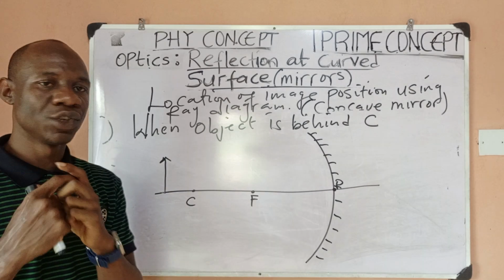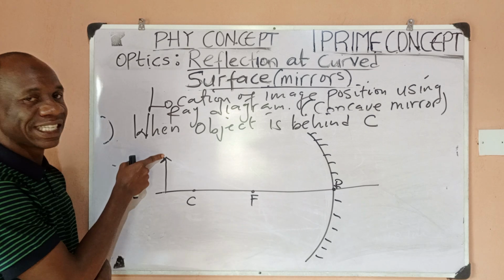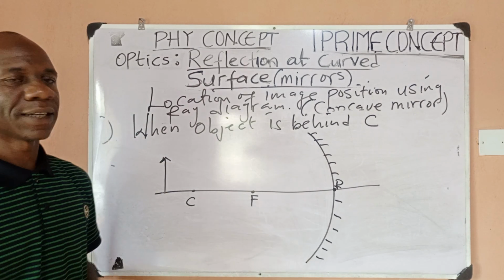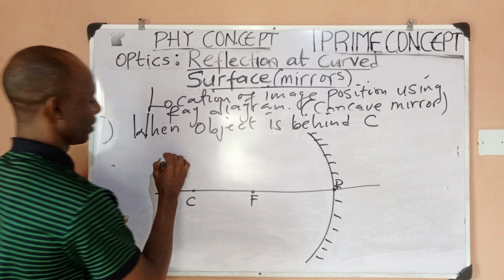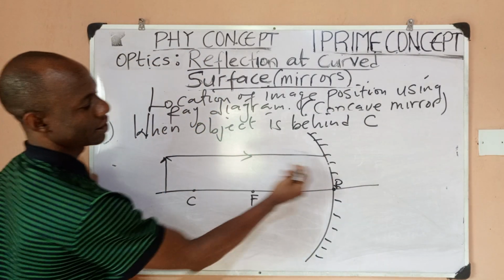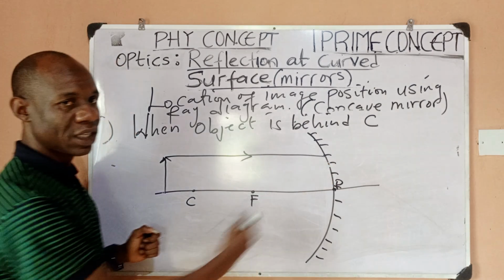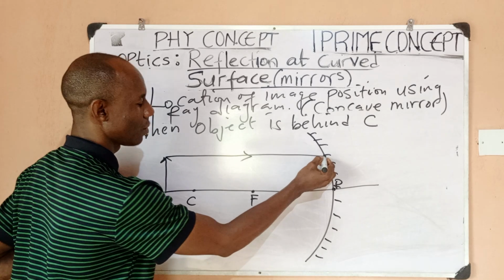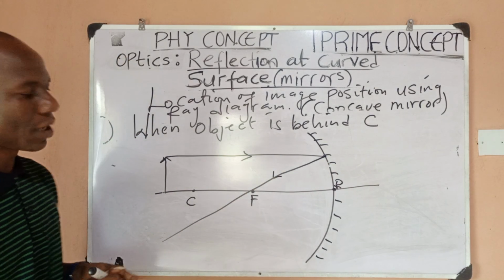Now, any other ray you are drawing from this object, it will be ideal to draw them from the tip of your object. Don't draw from the center, from the tip of your object. Now, let's do that. So first, I'll use one of the rules which says if I have a ray that is parallel to my principal axis, you can see this ray is parallel to my principal axis. When it hits the mirror, where will it bounce through? You are very correct. It will bounce through your focal point. So it will come this way, pass through your focal point, right?